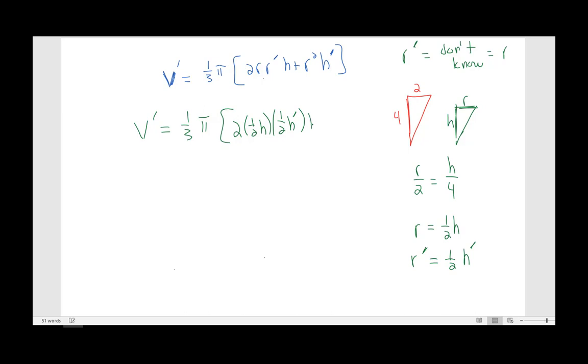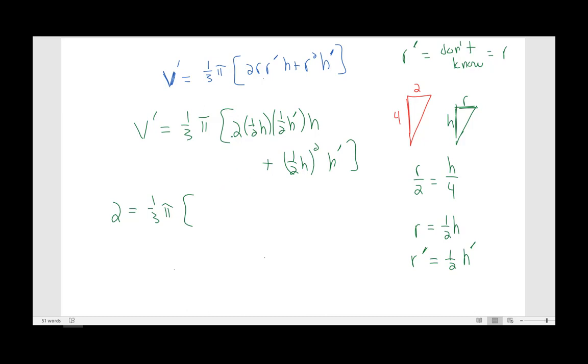And then times h. And I'm running out of a little bit of room here, so let me come down. So I have r squared. Again, r was 1/2 h. So I'm going to have 1/2 h squared, and then times h prime. Okay. So let's plug in everything that we know. We were told v prime was 2 cubic meters per minute. And then we know h is 3, right? So we're finding the change in h at the moment the depth is 3.